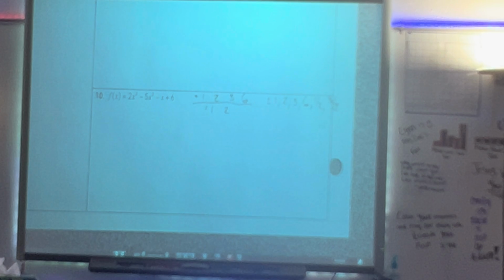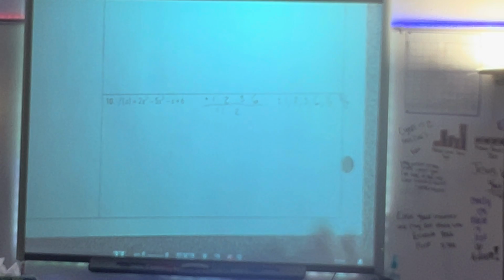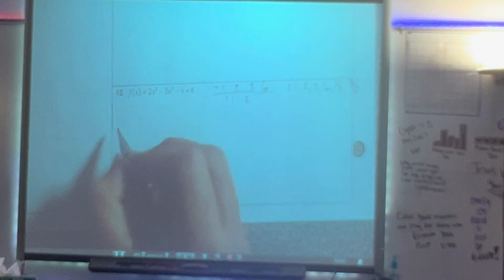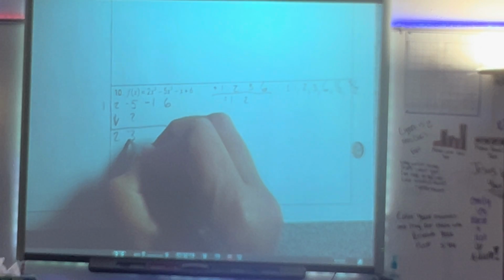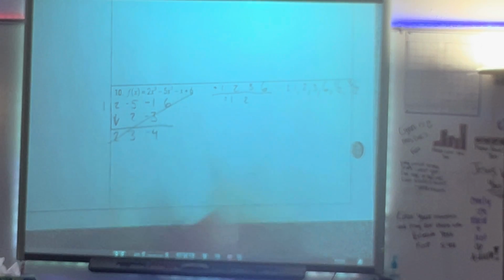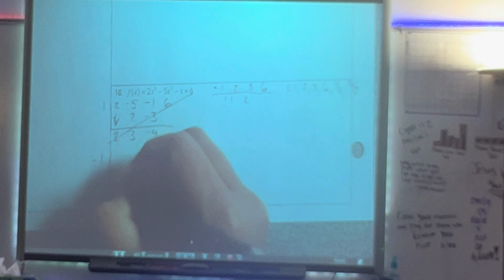I usually just start with +1 and go from there. There's really not anything you can do other than just trial and error. And sometimes it takes a while. So if we start with +1, we have 2, -5, -1, and 6. Don't forget, if you're missing a place value, we've got to put a 0 in there. We don't have it in here, but just in case. So that gives us 2, -3, -4. That one's not going to work. As soon as you see it's not going to work, you can stop. You don't have to keep going.